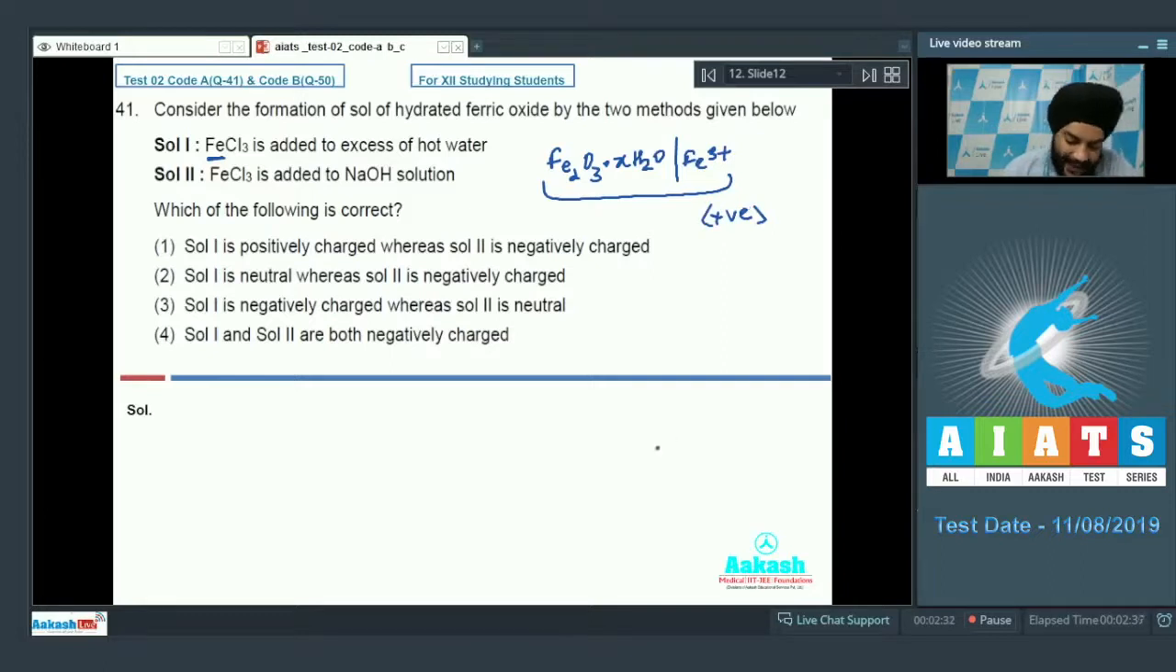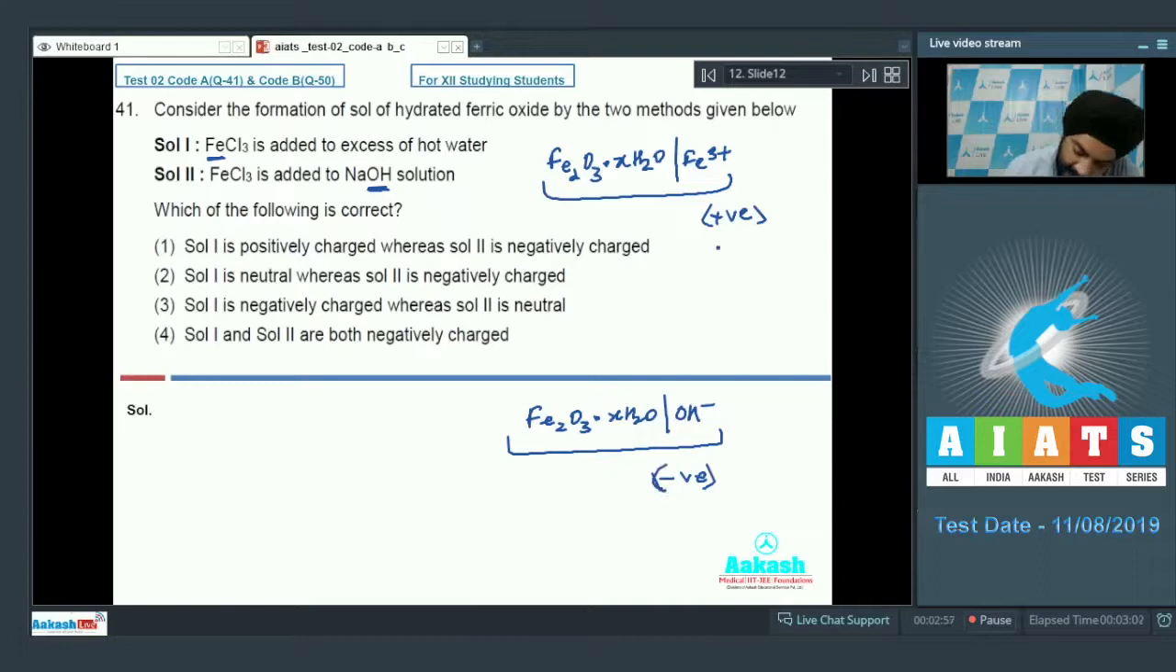If we talk about the second sol now, FeCl3 is added to NaOH solution. This will also lead to the precipitation of hydrated ferric oxide. And now in this case, students, OH- is present in the system. So the common ion OH- will get adsorbed on the sol, giving it a negative charge. So students, we can see that sol 1 is positively charged, whereas sol 2 is negatively charged. And if you look at the options which are given to us, we can clearly see that the correct answer to be marked is option 1.